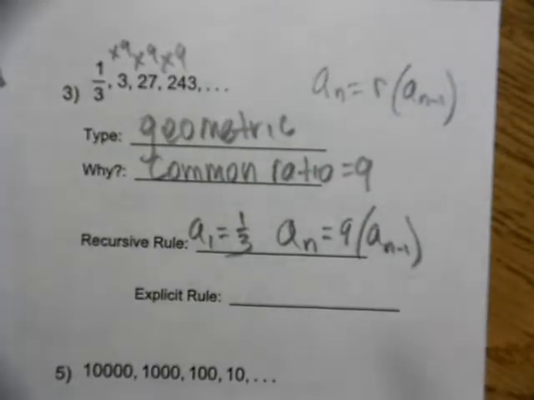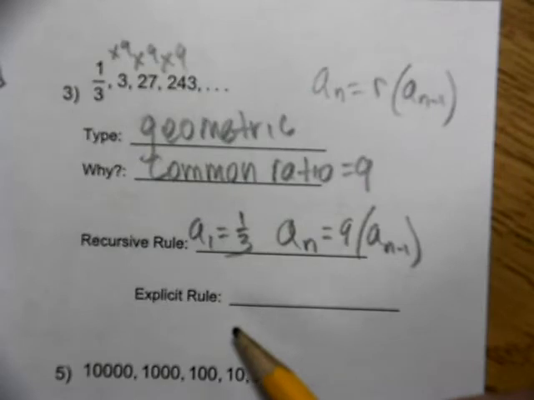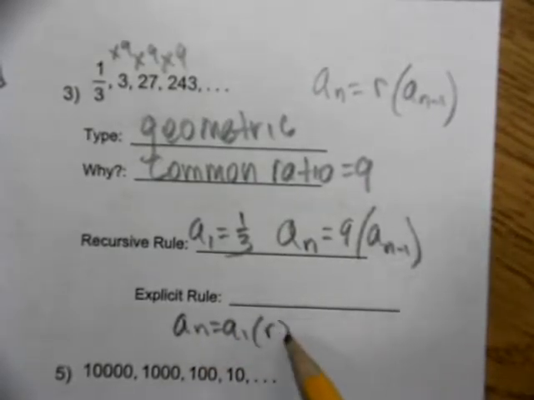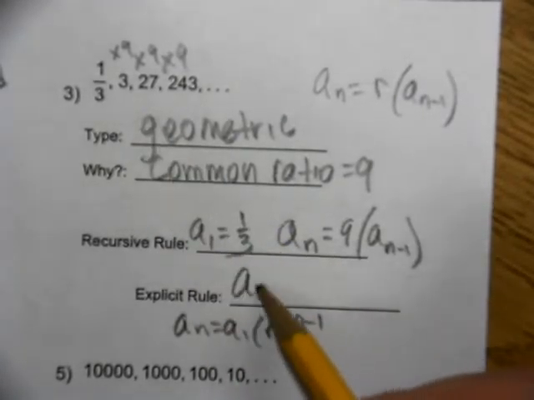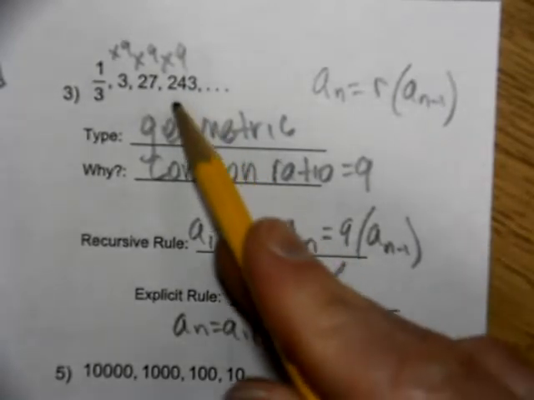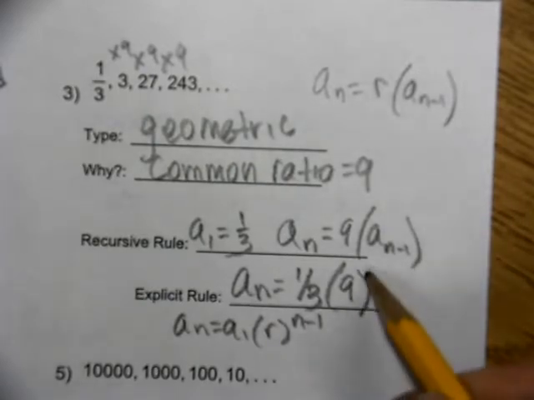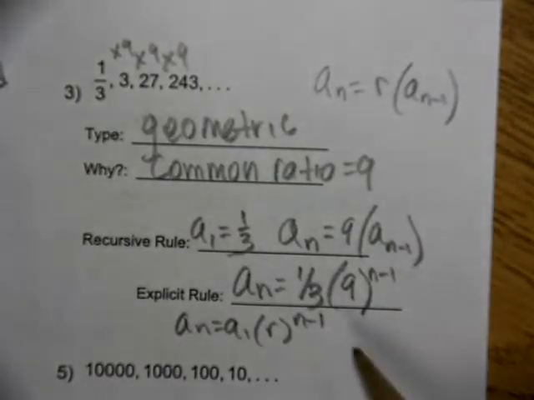So our explicit rule, this is multiplying. We know our rule is going to be a of 1 times r to the n minus 1. So our first term is 1/3. Our common ratio we determined was 9, and it's to the power of n minus 1, because that's the formula.